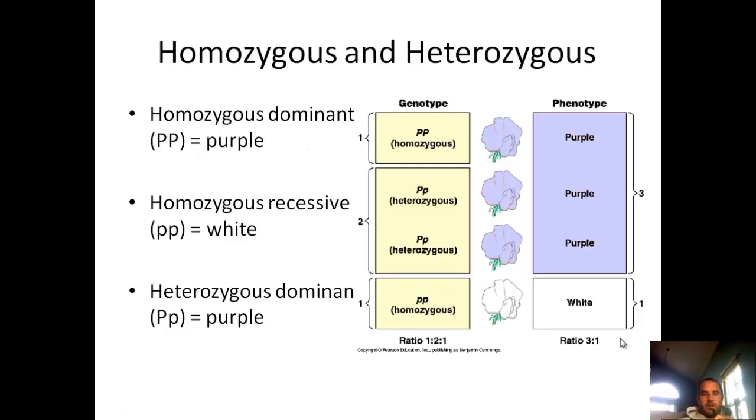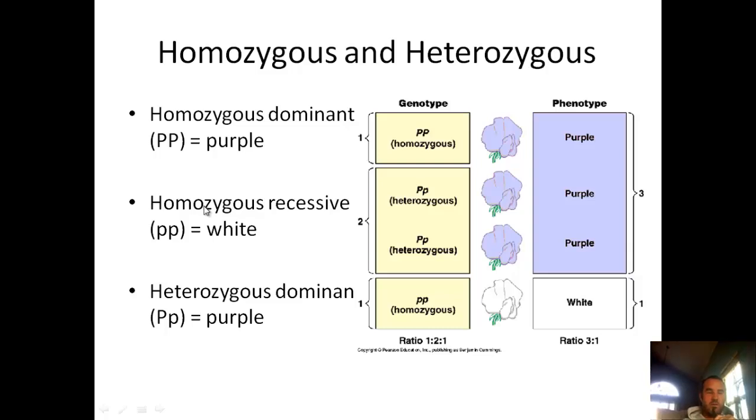Okay, so let's look at homozygous and heterozygous. Because the alleles come in pair combinations, we want to come up with a word to describe the different pairs that you could have. So let's say you have 2 copies of the dominant allele, then you would be homozygous dominant. Homozygous means you have the same pair of alleles. You could also be homozygous recessive. This means you have 2 copies of the recessive allele.